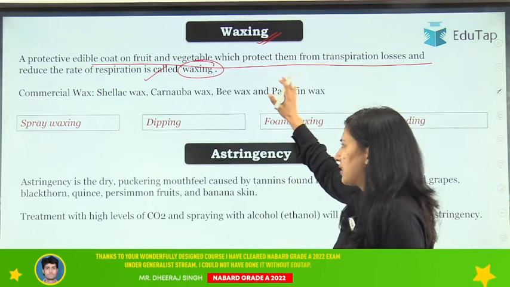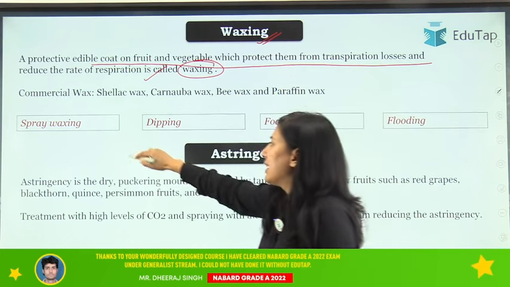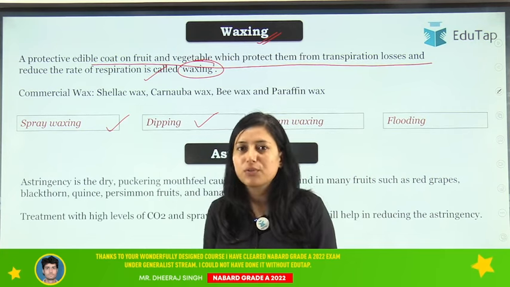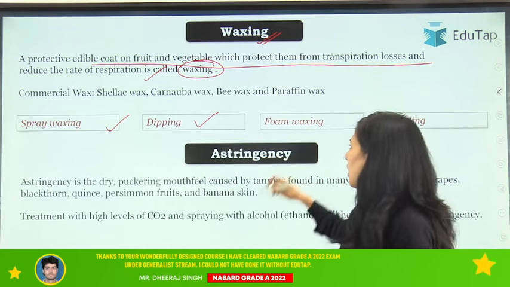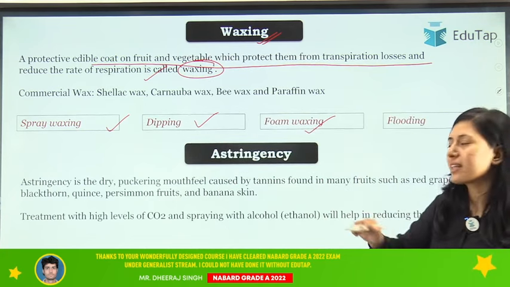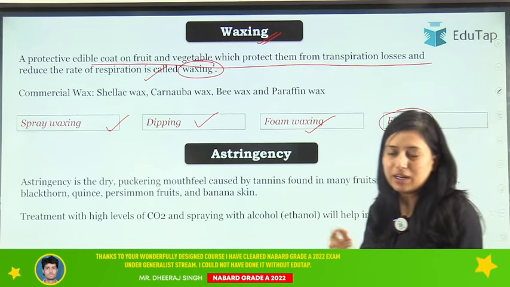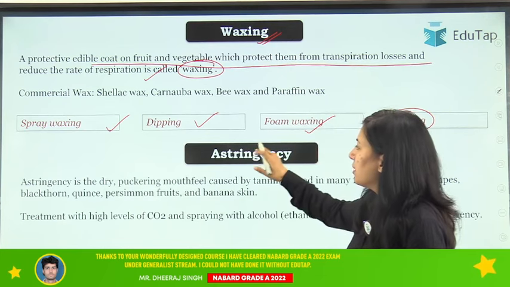It is simple, and waxing can be done in many ways, like spray waxing. We can spray the wax above the produce, we can dip the produce in the wax, or we can use foam waxing, or we can just do flooding. We can just flood the wax around our produce. So that was about the waxing.